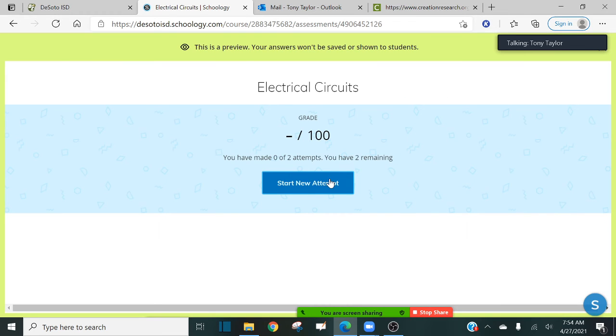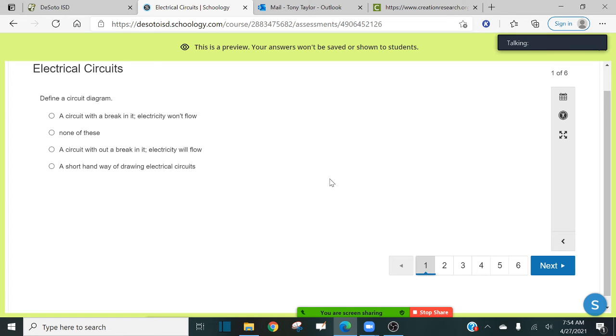So hit preview. Okay, so start new assignment.